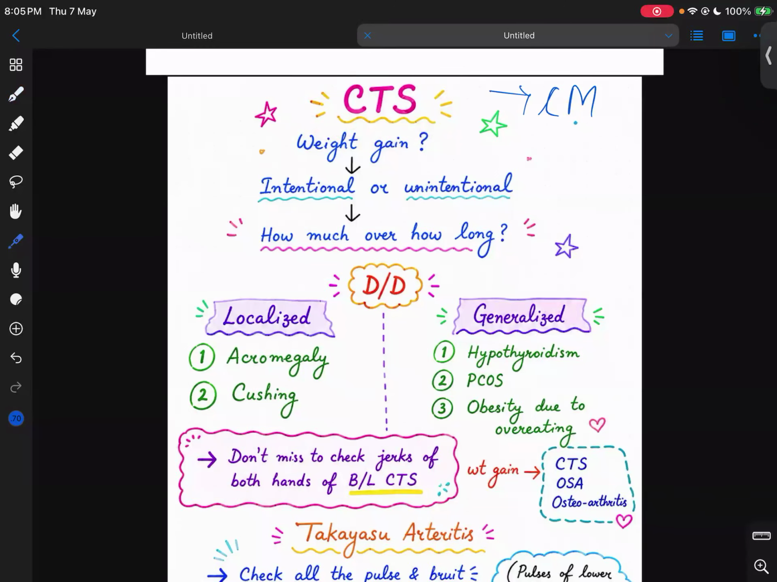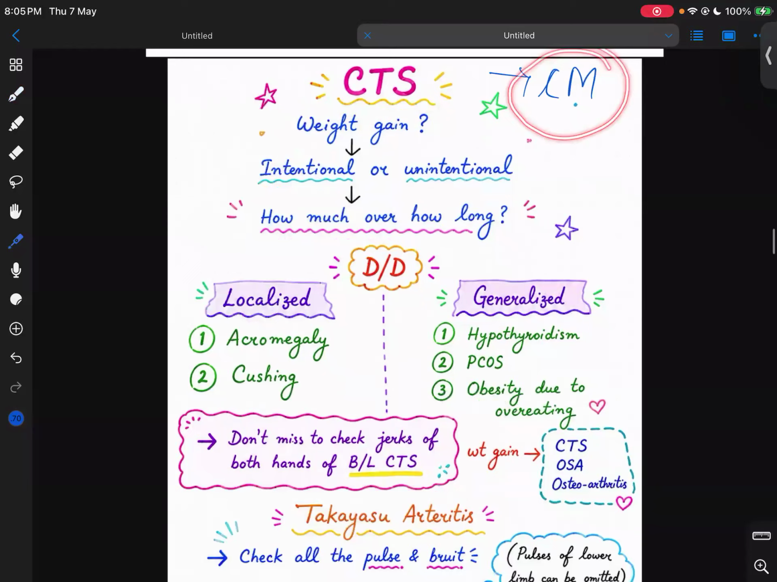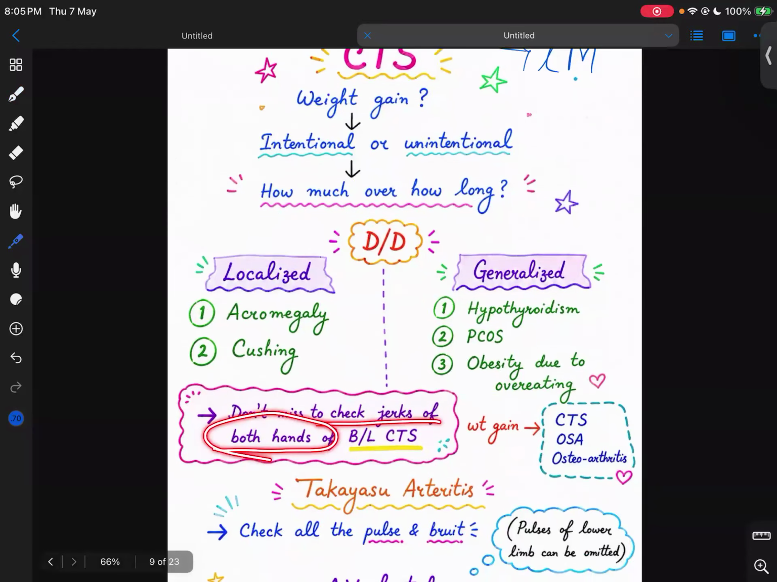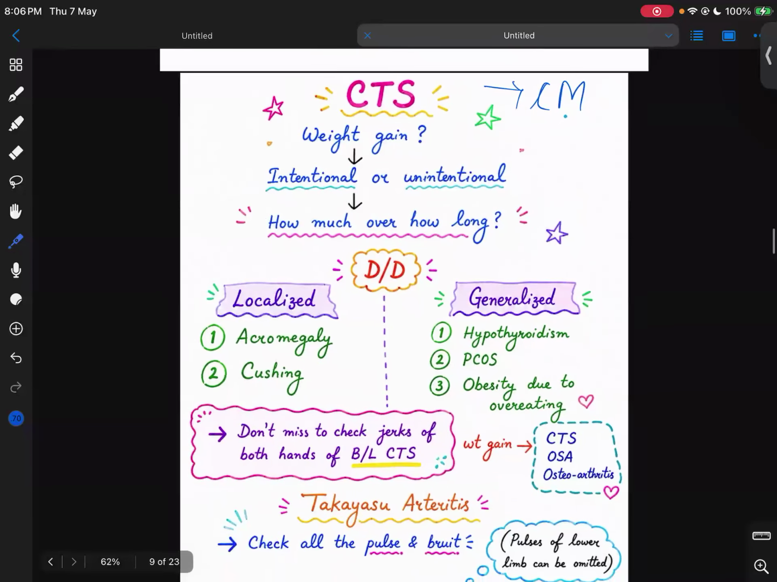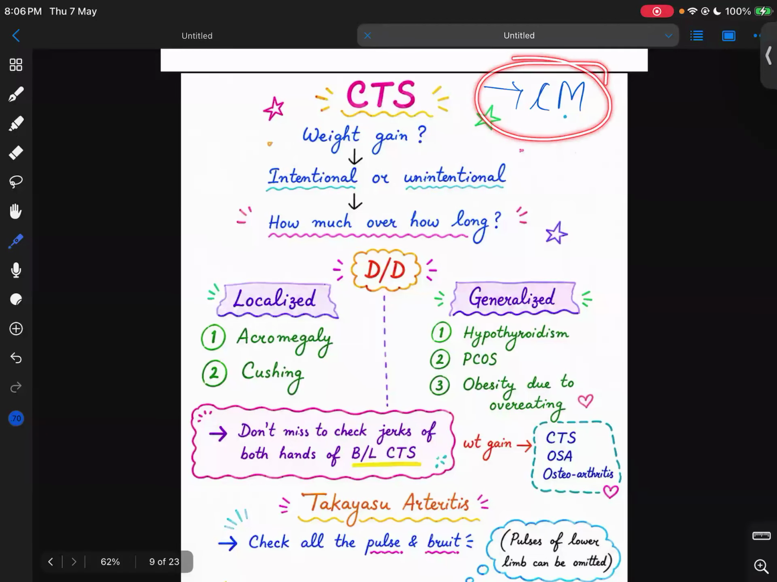And the only way from the physical examination to rule it out is to check the jerks of both hands. And many candidates did not check the jerks of both hands, and only for not checking the jerks of both hands, marks were cut. Because cervical myeloradiculopathy is the most important differential diagnosis of bilateral carpal tunnel syndrome. Got my points, doctor, why I asked this question?